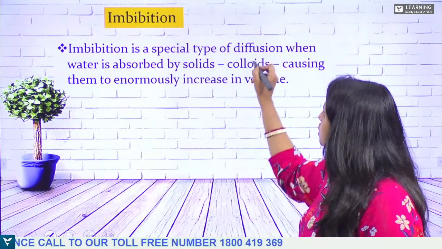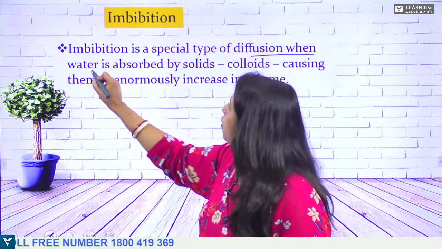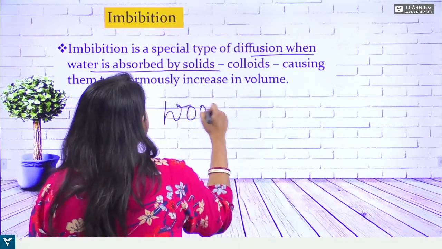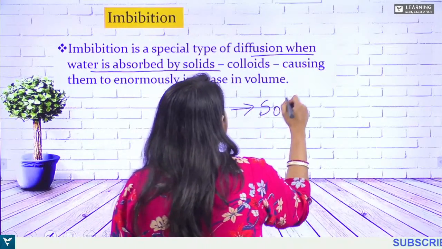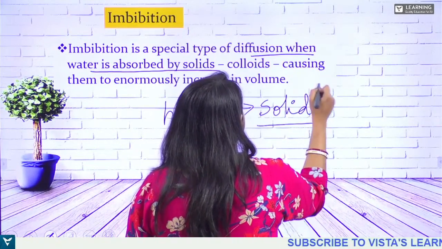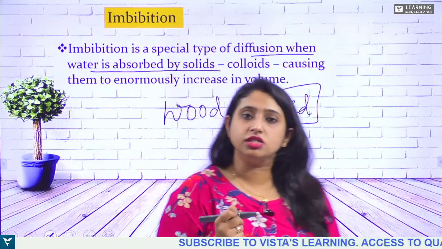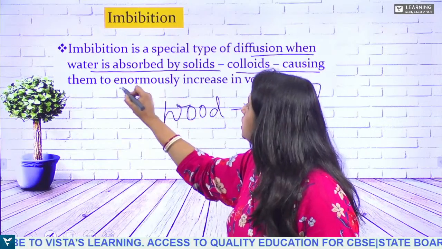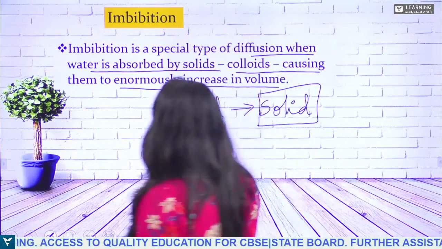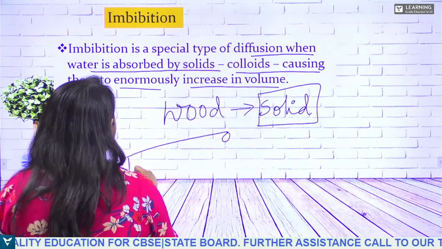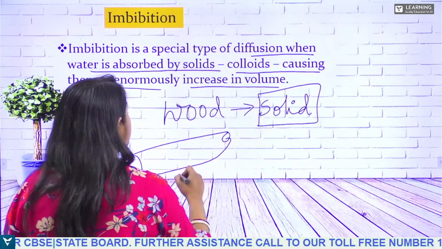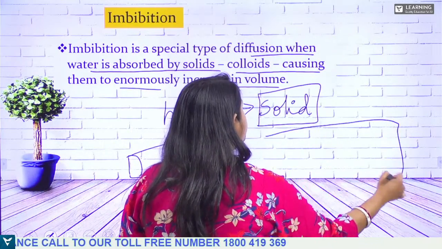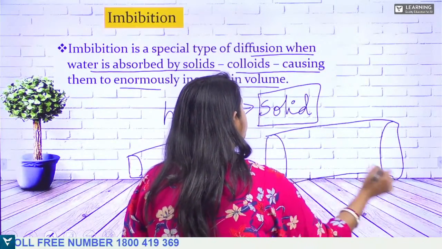Imbibition is a special type of diffusion when water is absorbed by the solids. So wood is a solid, and solid substances have the capacity to absorb water, causing them to enormously increase in volume. So if this is a piece of wood which is outside, after it absorbs water, it will become bigger in size.